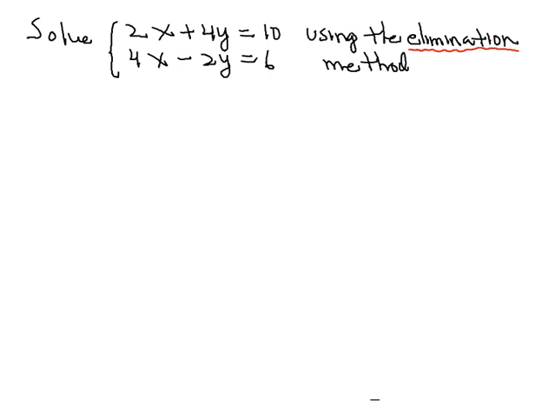Now the goal of the elimination method is to add the two equations so that either the x terms or the y terms will drop out. And to do that, the x coefficients need to be opposites of each other, or the y coefficients need to be opposites of each other. So it would be my judgment in this case it's probably going to be easiest to eliminate the y terms. So if we were to multiply the second equation here by 2, we'll end up then with the following.